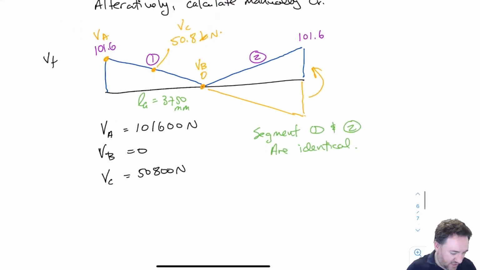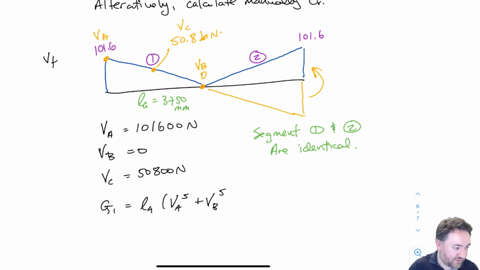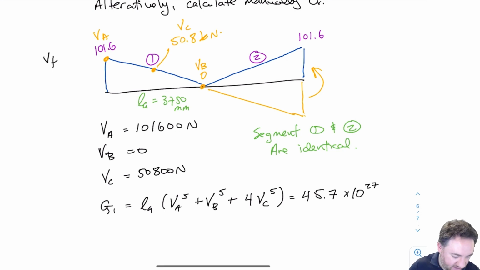So now I know my VA, VB, and VC. I can calculate my G, G1. Remember this is LA, VA to the 5 plus VB to the 5. So you see it doesn't matter if VA and VB are switched because they're exactly the same term in this equation, but VC has a factor of 4. If I do that calculation, I'm going to get a gigantic number, and that makes this approach pretty awkward. But it's 45.7 times 10 to the 27.